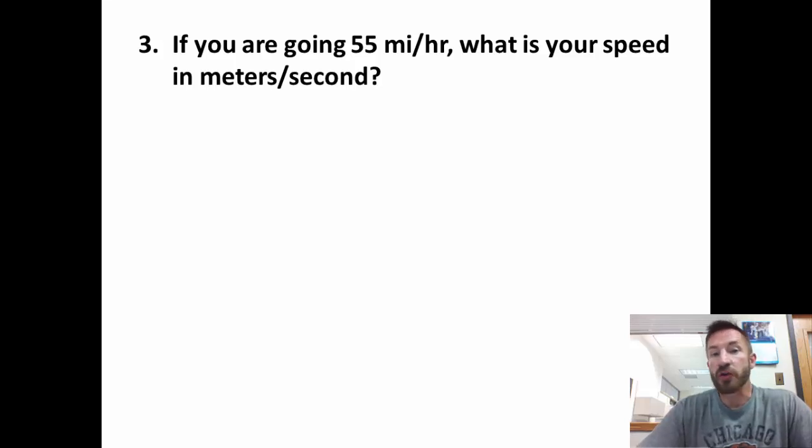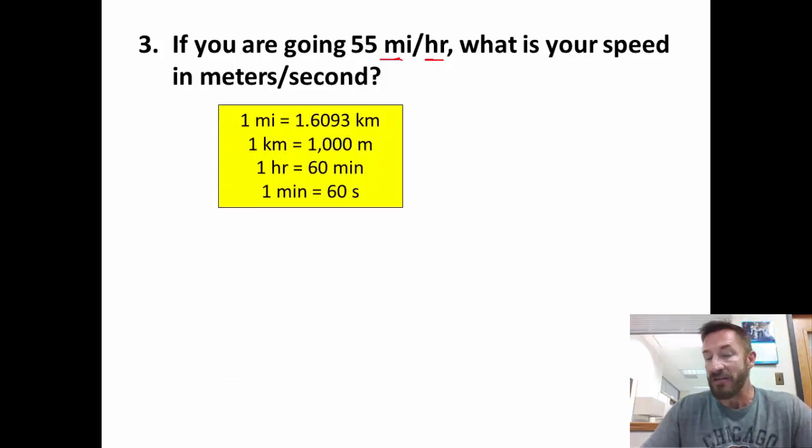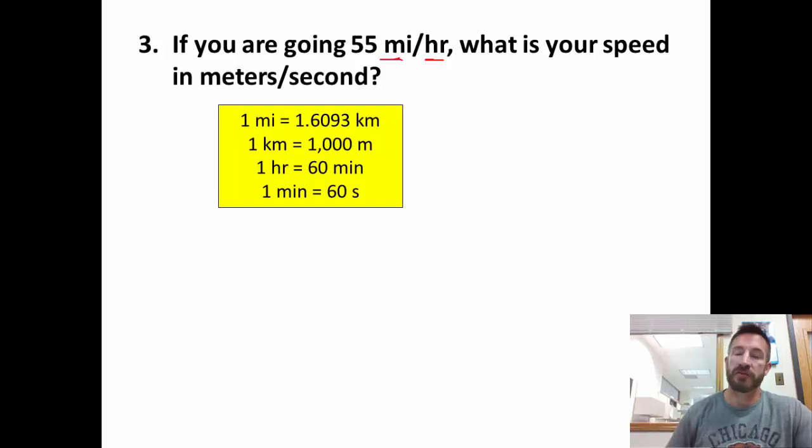Now this problem is if you're going 55 miles per hour, what is your speed in meters per second? This is what I call a compound unit problem because there's units at the top in the numerator, miles, units at the bottom in our denominator, hours. So we're going to write it in like that. So we're going to start off, and as always, we want to look up the conversion factors. There's actually 4 of these, which means this is a 4-step problem.